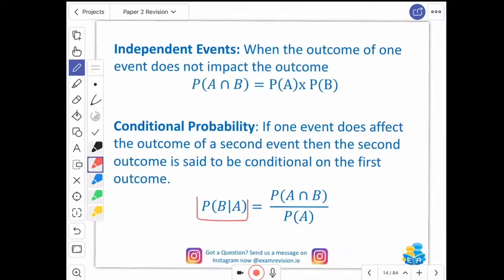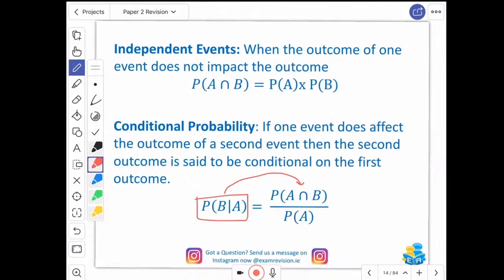So the probability of B given A. And the trick is that you find the intersection of these two on the top, because we're basically saying, right, it's the thing we want and the condition together. And then whatever your condition is always goes on the bottom.